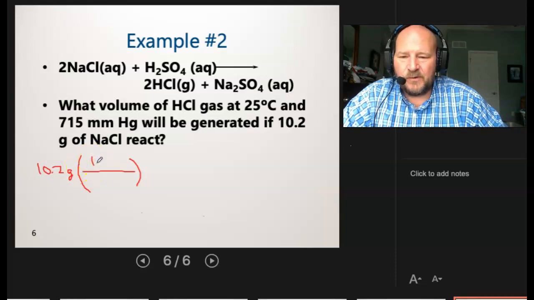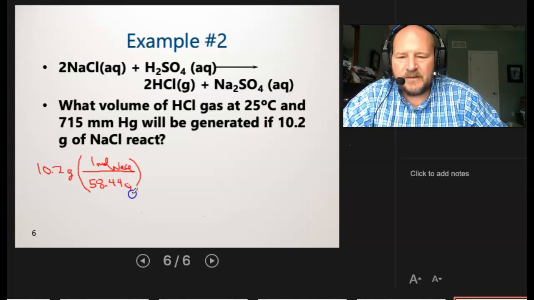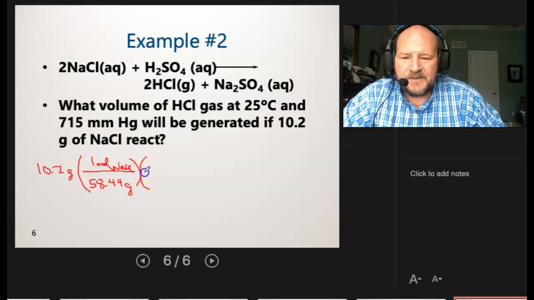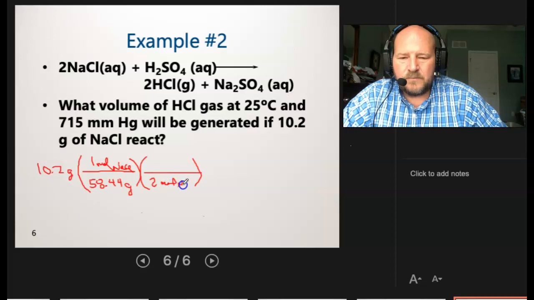I want to get into moles of NaCl, so I'm going to put mole on top here. We just figured out that it was 58.44 according to the periodic table. So that's going to go here. My second step is always based on the balanced equation, which we know. We're trying to get to HCl, so it's going to be 2 moles of NaCl on the bottom, 2 moles of HCl on top. And I'm going to go ahead and do the calculation at that point.